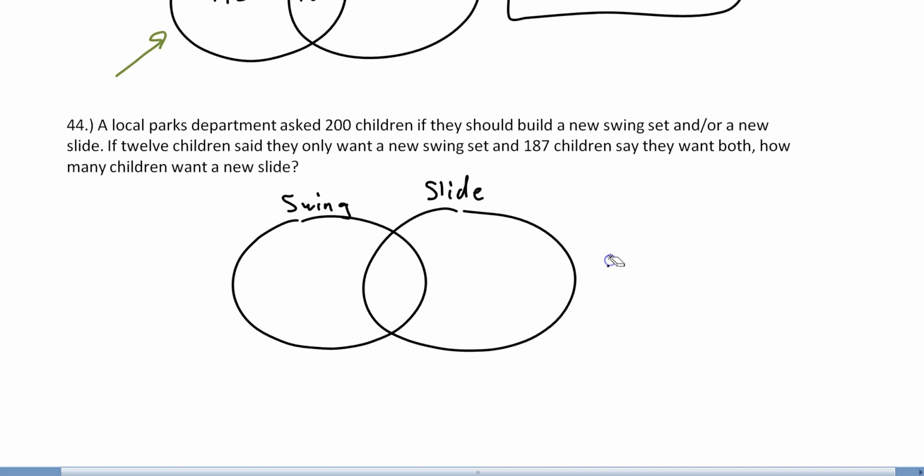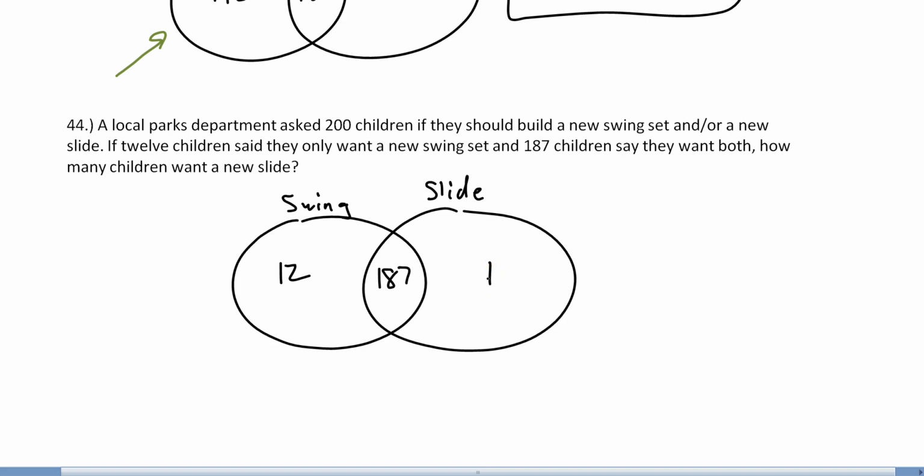And so when we look at the information that was given, it says that there were 12 children that said they only want a new swing. So only a new swing would be this section over here, so 12 students go in that section. And then it said that 180 children said that they want both, so that's the 187 goes in here. And we want to know how many children want a new slide. And so when we look at this, if there's 200 children total, well, right now I only have 199 listed, which means there's one child who said they only want a slide and no swing set.